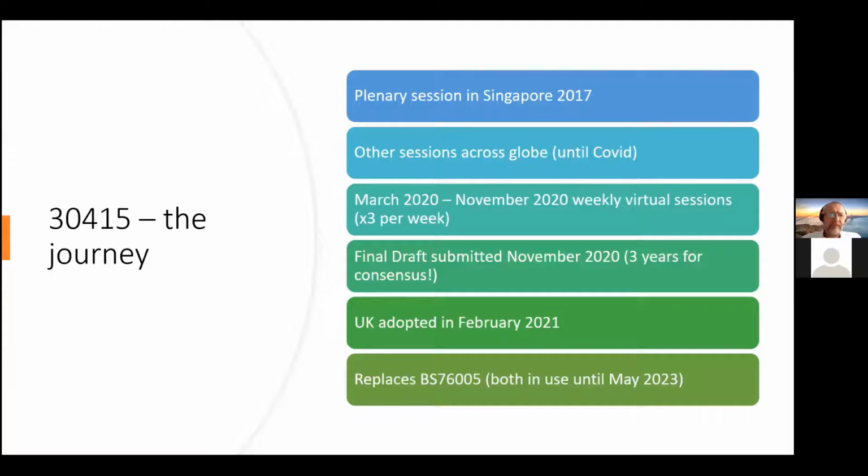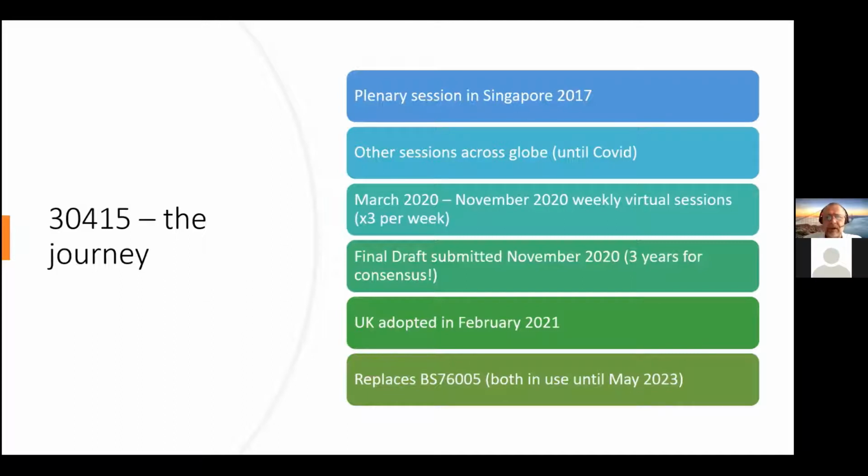Okay, what about the journey then that's led us to the point where 30415 has been adopted by the UK? Now, this commenced with a plenary session in Singapore in 2017. And no, I wasn't there. I was involved virtually at that stage. And whilst there have been many meetings in some fairly fantastic locations across the world, my own international travel has only been to Europe, to Milan and Paris in particular. But other sessions have been held, and I've dialed in and taken part virtually.